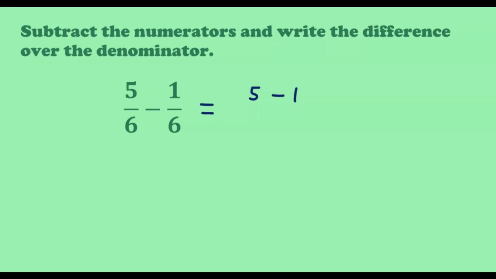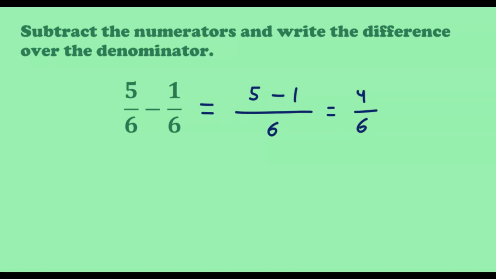And then what do we do? We need to write this difference over the denominator. And what is the denominator for both of these fractions? The denominator is 6. So next, we're going to write this difference over the denominator of 6. So what do we end up with? We have 5 minus 1, which is 4, and we divide this by 6. So this is our required answer. 5 over 6 minus 1 over 6 is equal to 4 over 6.